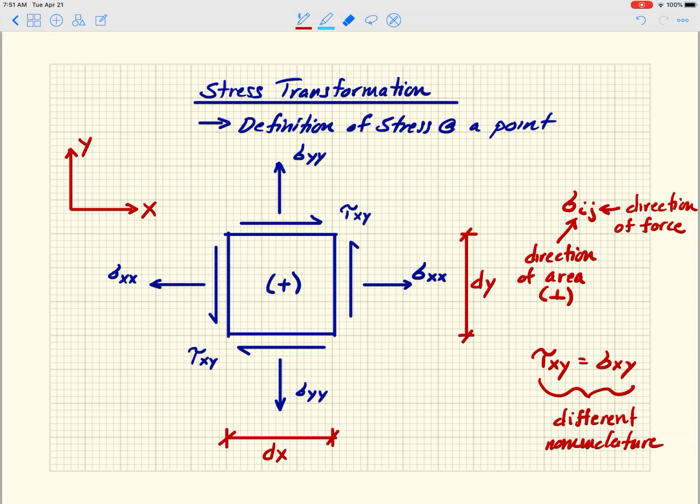So tau xy, if we just do one of those, right? This one here, that is a positive tau xy. Okay, so why is that? Well, it is on a positive x face, and the stress, the arrow, is going in the positive y direction. Right? Similarly, this one here is on a positive y face, and the arrow is going in the positive x direction, right? So that x and y, or y and x, we showed previously that tau xy and tau yx are the same, right?